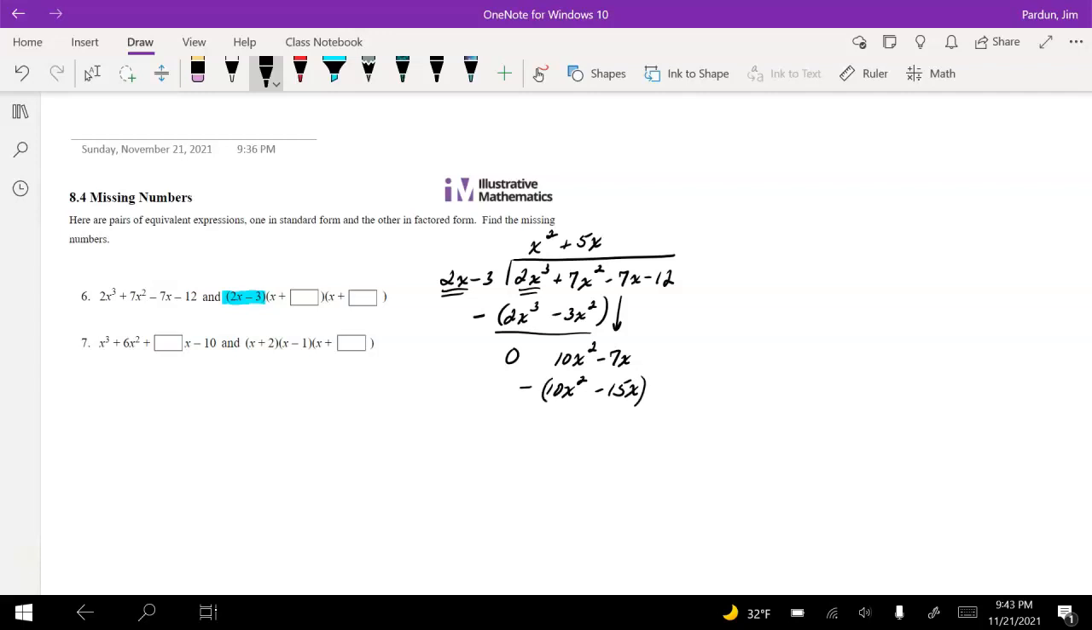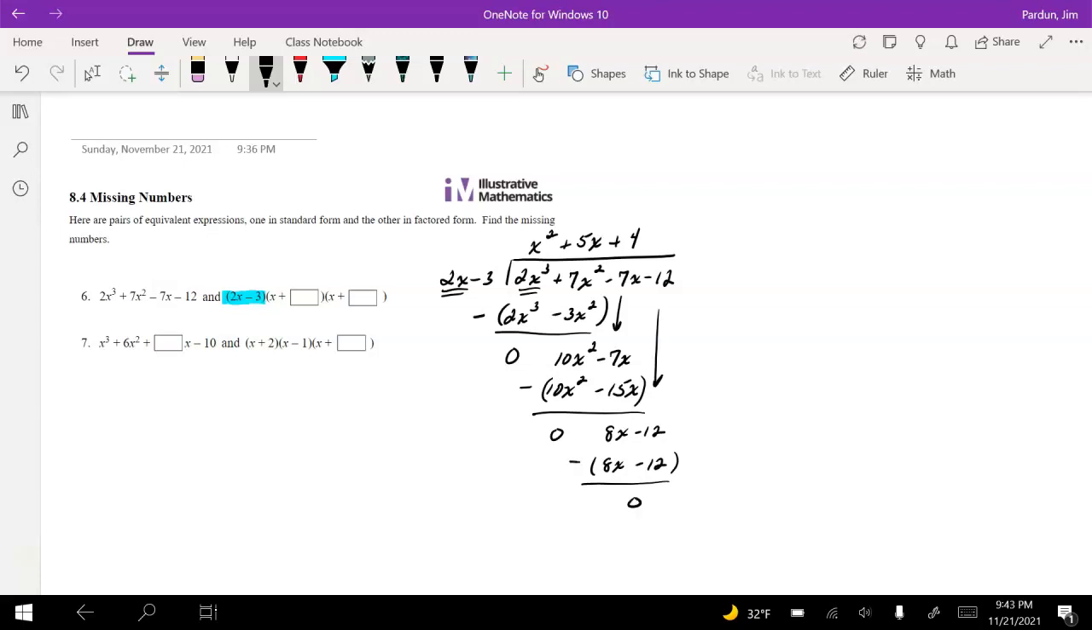And I subtract. And it's important that you show that subtraction, because things get really mixed up if you don't. Here's my 0, and now I take negative 7 minus a negative 15, so that's negative 7 plus 15. So that's going to be 8x, and I'm dropping down the minus 12. What times 2x gives me 8x? Well, that's going to be a 4. Multiply, I get 8x. 4 times negative 3 is negative 12. And when I subtract, I get 0.